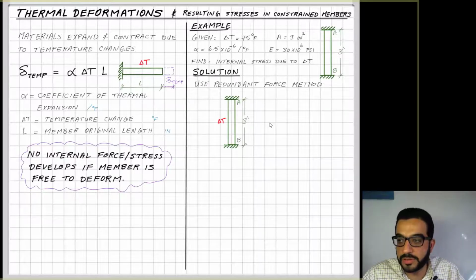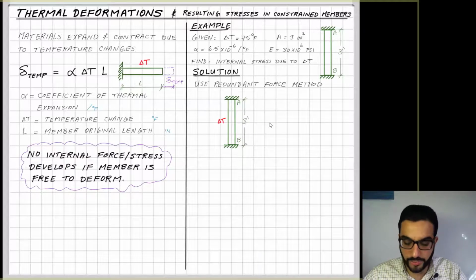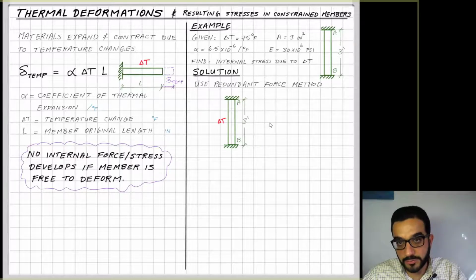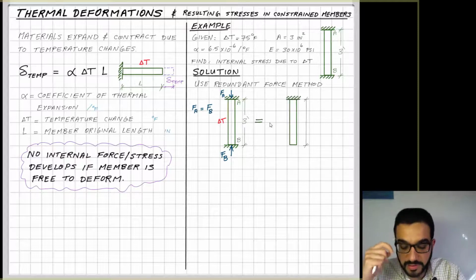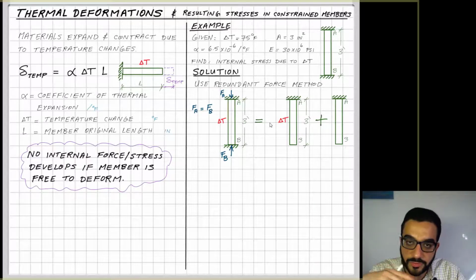So I need to look at what is a redundant support here to remove it just temporarily as one case to analyze that member, and then look at a second case where I will reflect whatever redundant reaction I took out. I will put it back, and adding these two cases will give me back the original case. So the original case has that length of the 3 feet member constrained at A and B with the load, if you think about it, the thermal load here, delta T. So now that will result in reactions at A and B, FA and FB, and I will call them by different notations, but they actually are equal to each other if you do the sum of forces in Y.